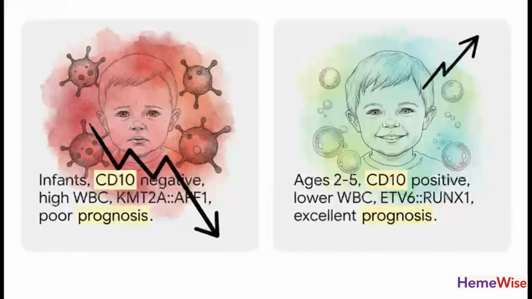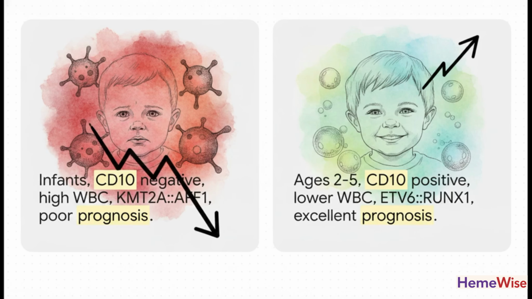To make sure our diagnostic accuracy is rock solid, let's contrast this against another classic pediatric leukemia, B-ALL with ETV6/RUNX1. Look at how completely different the clinical trajectory is here. ETV6/RUNX1 usually hits kids ages 2 to 5, features CD10 positive blasts, has lower white counts, and boasts a really excellent prognosis. KMT2A-rearranged ALL is basically its dark mirror. It's infant onset, CD10 negative, presents with massive hyperleukocytosis, is driven by the KMT2A/AFF1 fusion, and unfortunately carries a historically dismal prognosis.